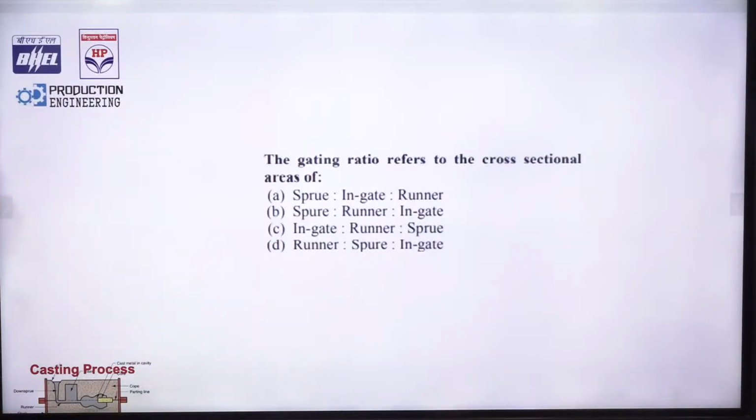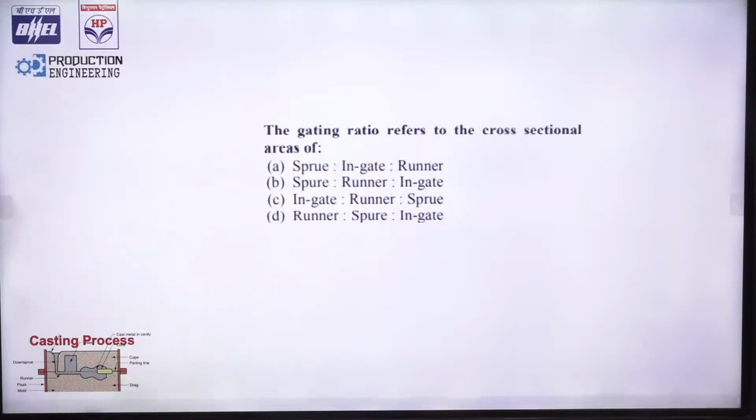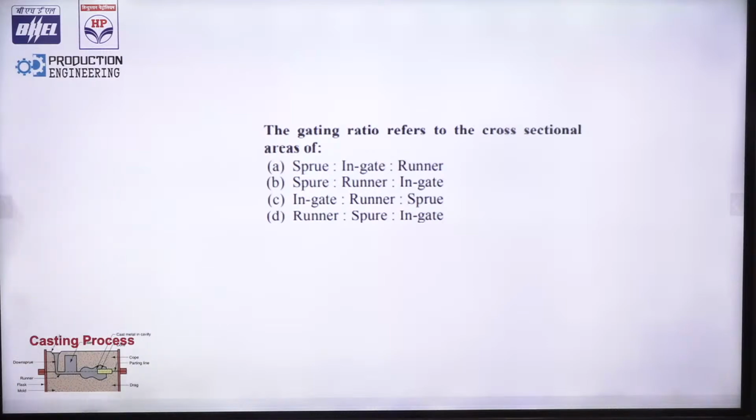Gating ratio. What do you understand by gating ratio? Ratio of three areas. Which are those three areas? Gating ratio refers to cross-sectional area. Which three areas? Sprue, runner, ingate, or what? This is sprue, runner, ingate. What three areas do you consider in calculation of the gating ratio?